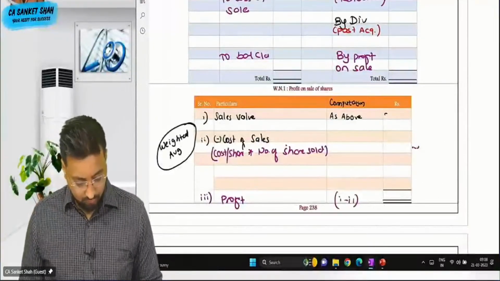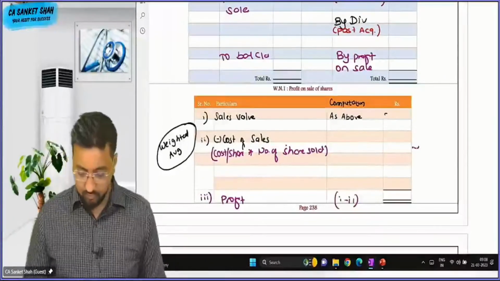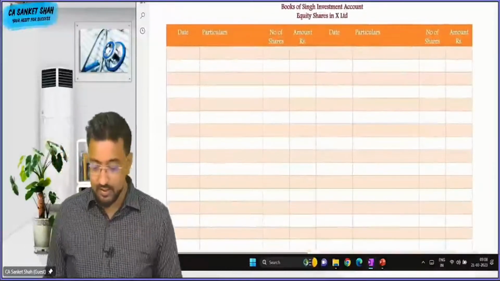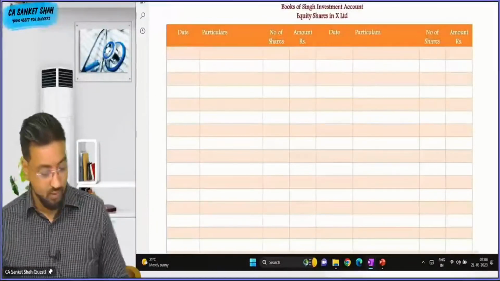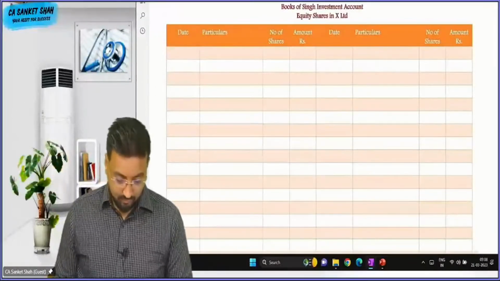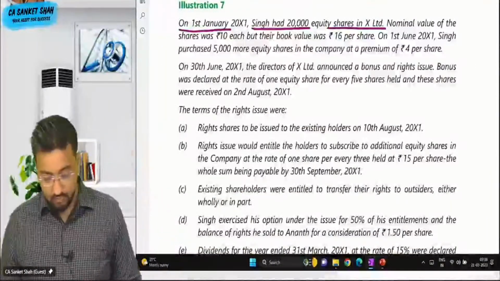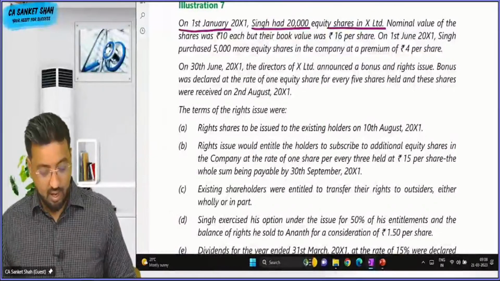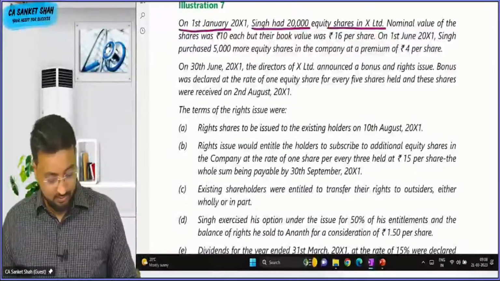Ready with the pro forma? Yes, tell me done or not done. Quickly, everyone, speak up. Yes, done. Drawn half page, then P&L account for 5-6 lines.